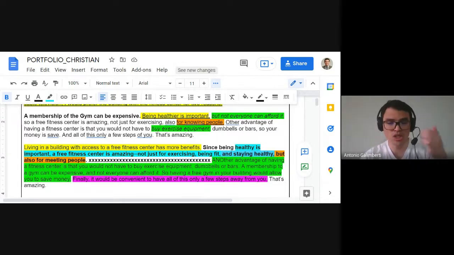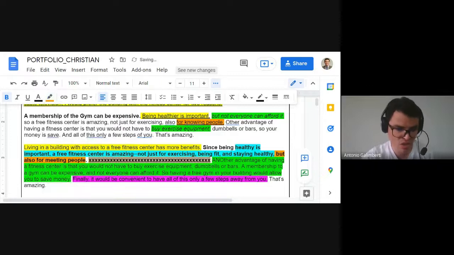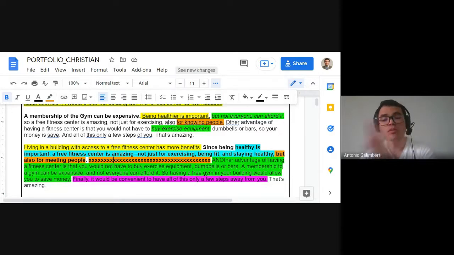Okay, now orange. In my opinion, if we start talking about another advantage, then you are just mentioning meeting people. But what is the benefit of meeting people? So you need to develop here the idea of why meeting people at a gym is such a good thing to do. All right. So we need more orange here, in my opinion. And after we develop on that, we can move on to the next point, which is money.